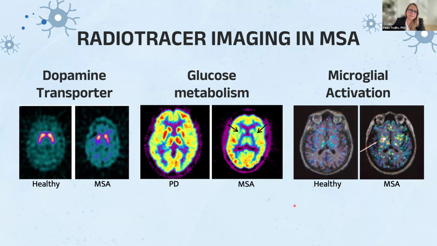There are also PET scans that are informative for glucose metabolism. So scans known as FDG-PET detect patterns of reduced glucose uptake in affected brain regions. There are also other PET methods that are more sensitive to microglia activation, so neuroinflammation. And here on the right, you see an example of these images. Each of these techniques provides a unique insight into MSA pathology, which can support the diagnosis and also provide information for prognosis and treatment development.